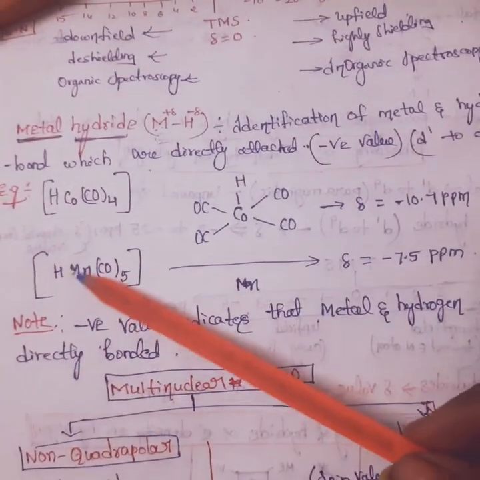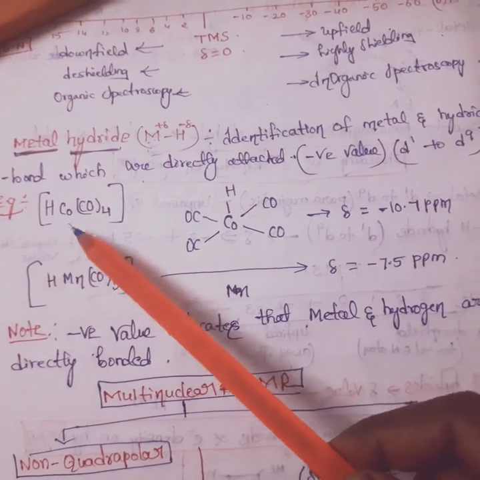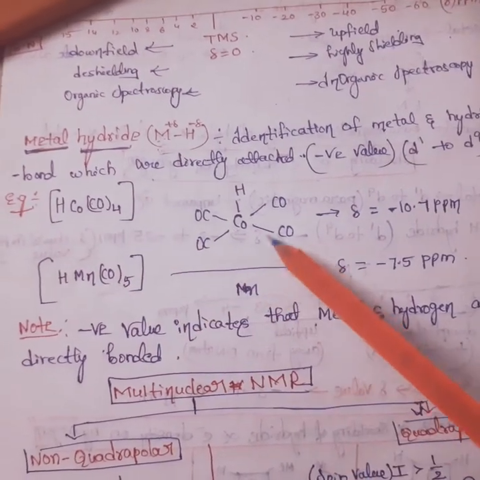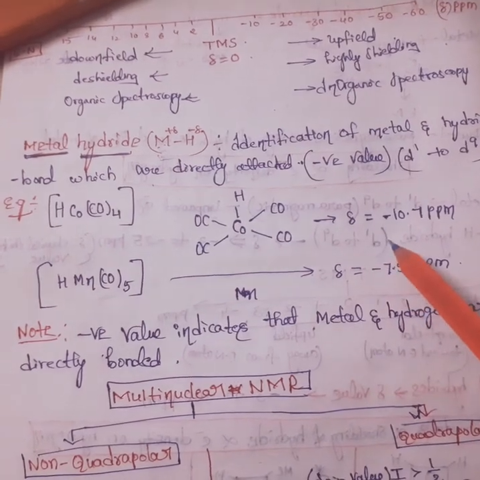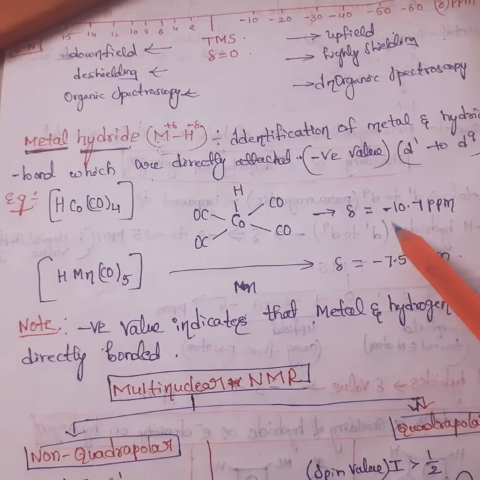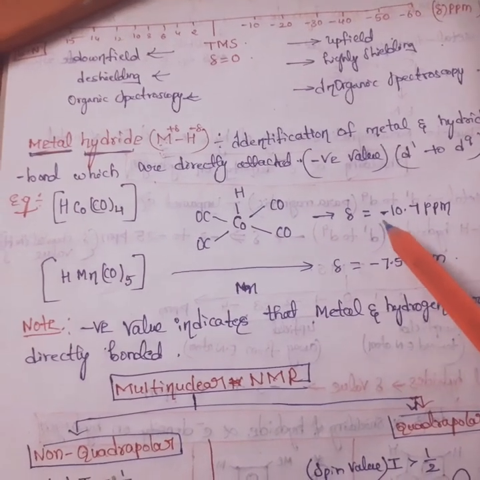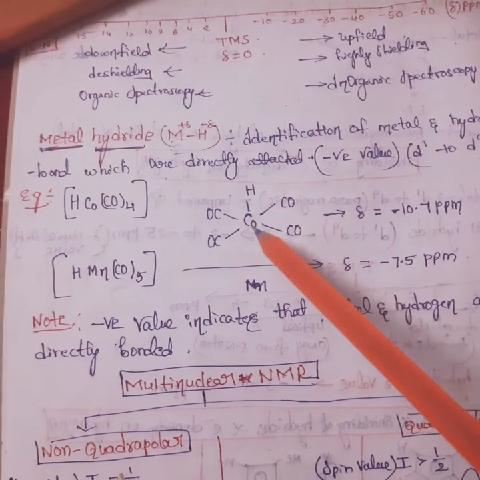Observe this complex. Here this is a metal and this is hydrogen. We have written this complex in its structural form. Here its chemical shift value is minus 10.7 parts per million, meaning we got a negative value, and a negative value indicates that a bond is present between the metal and hydrogen.